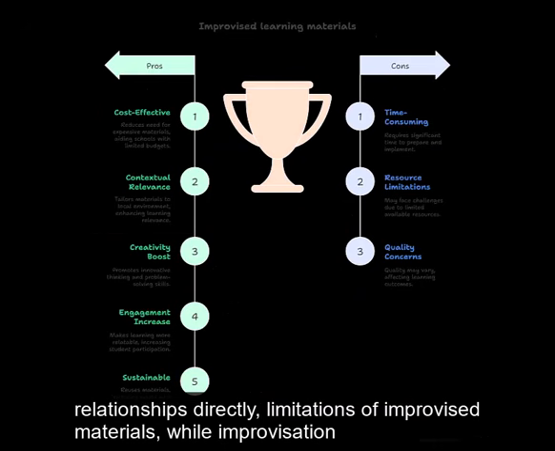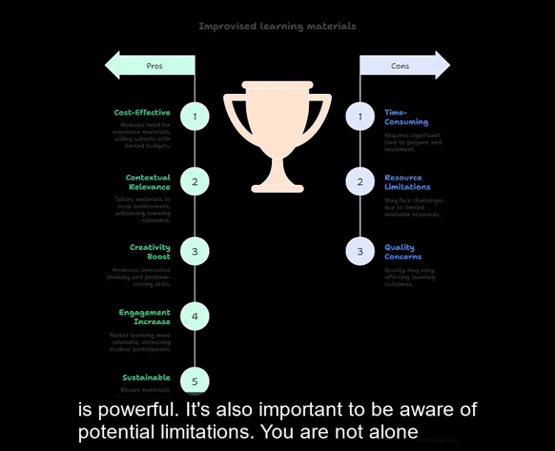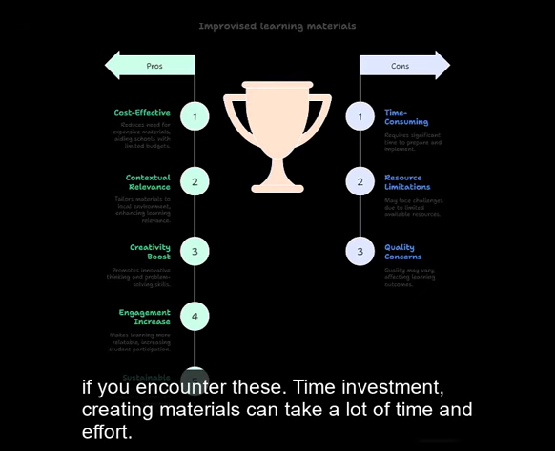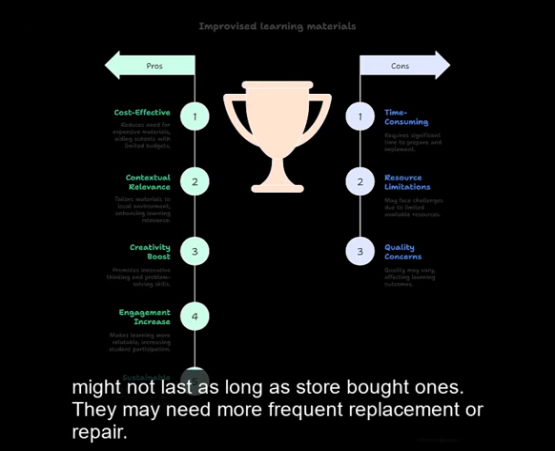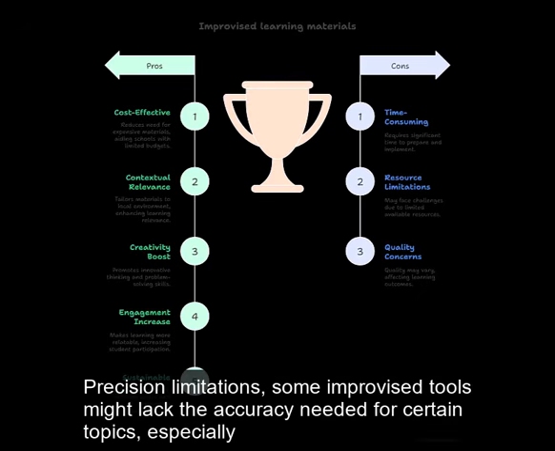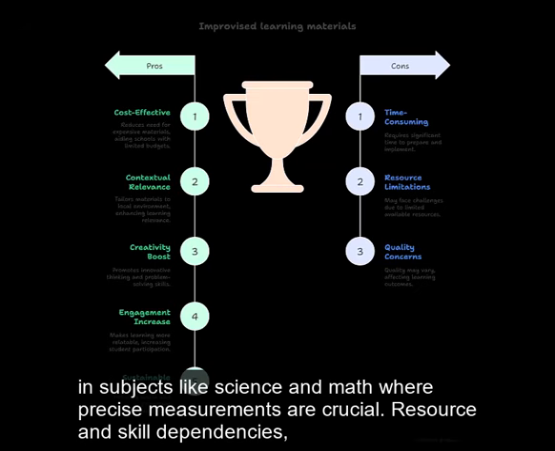Limitations of improvised materials. While improvisation is powerful, it's also important to be aware of potential limitations. You're not alone if you encounter these. Time investment. Creating materials can take a lot of time and effort. This might add to your already busy teaching schedule. Durability concerns. Improvised materials might not last as long as store-bought ones. They may need more frequent replacement or repair. Precision limitations. Some improvised tools might lack the accuracy needed for certain topics, especially in subjects like science and math where precise measurements are crucial.